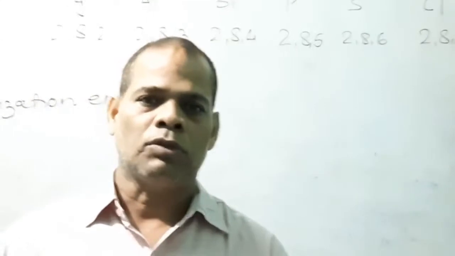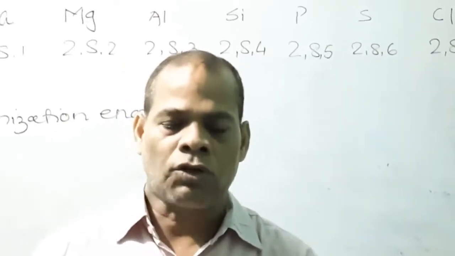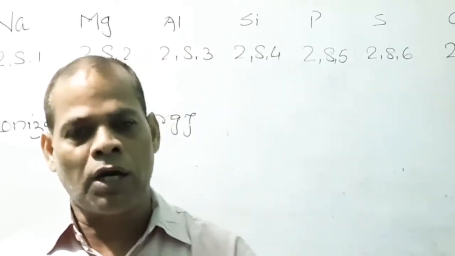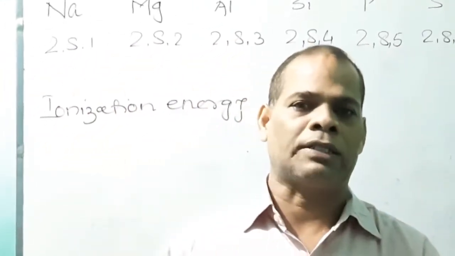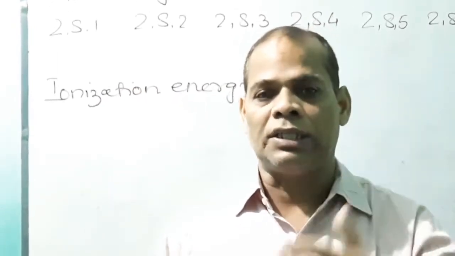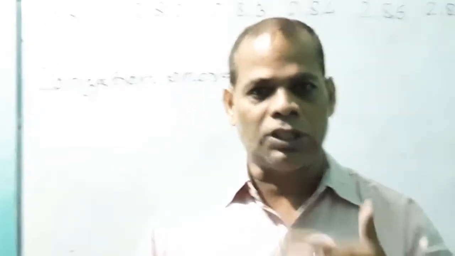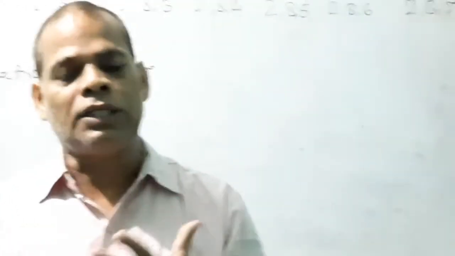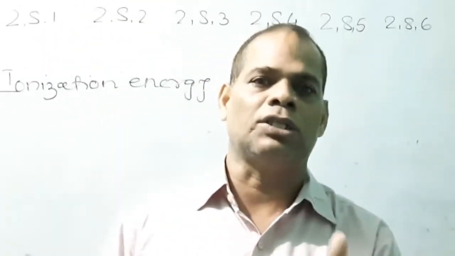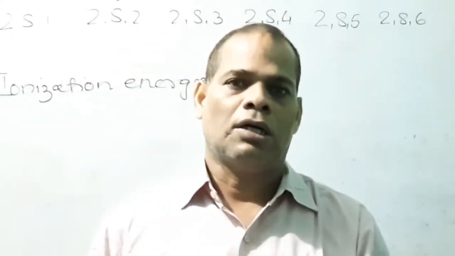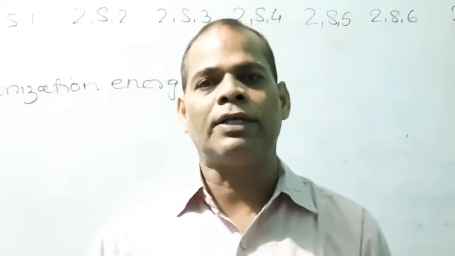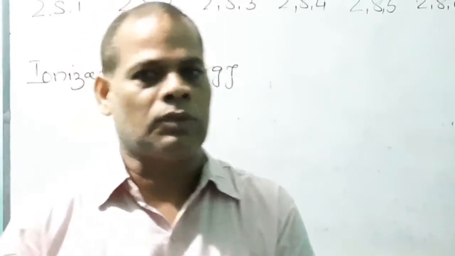So from an atom, if you are going to remove the electron from the outermost shell of an atom, energy is needed. Energy needs to be supplied. That energy is called ionization enthalpy or ionization energy. The amount of energy required to remove an electron from an isolated gaseous atom, as for example, like sodium.